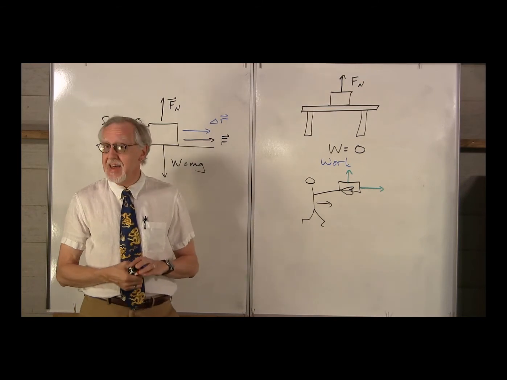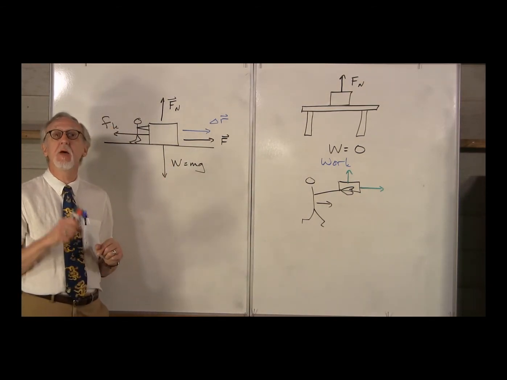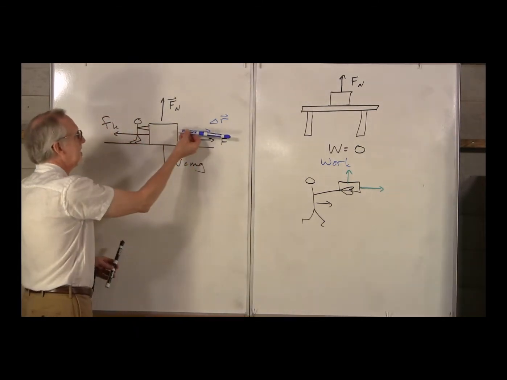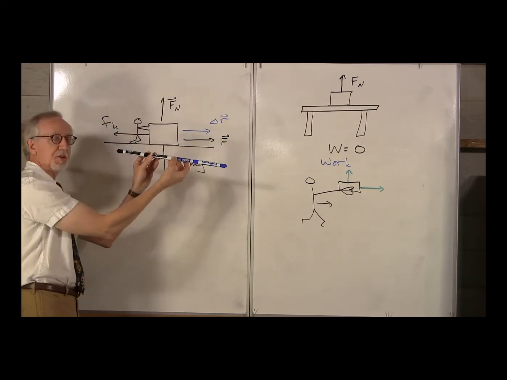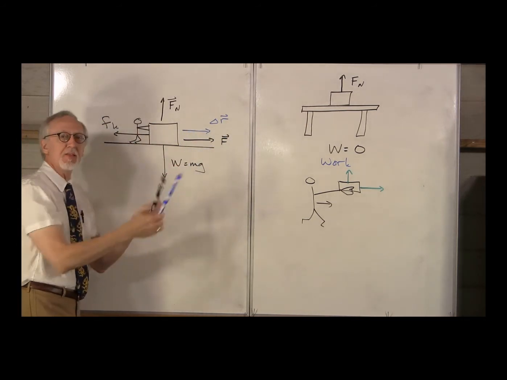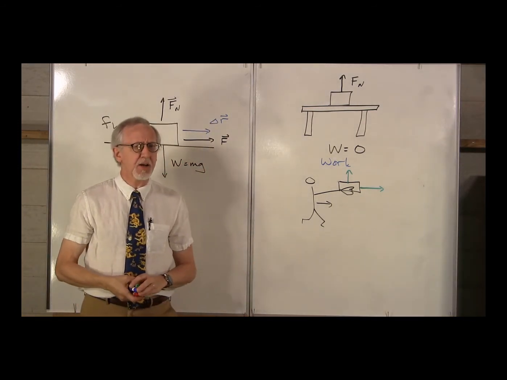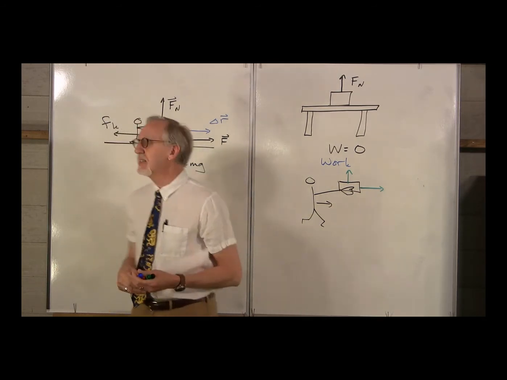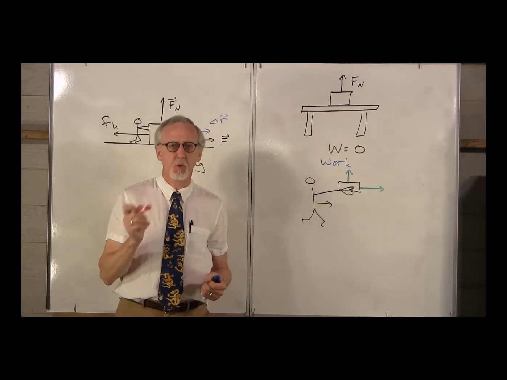Well, what's the angle between the frictional force and the displacement? It's 180 degrees. So in this case, the displacement and the frictional force are in opposite directions, and the angle between them is 180 degrees. What's the cosine of 180? It's -1. So in this case, the frictional force would actually do negative work.